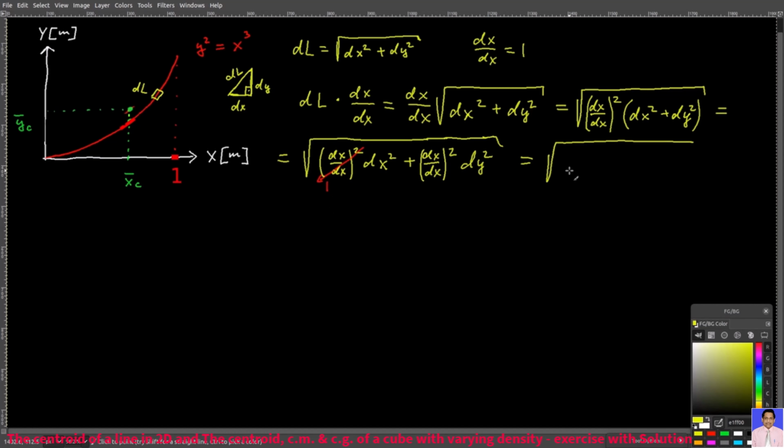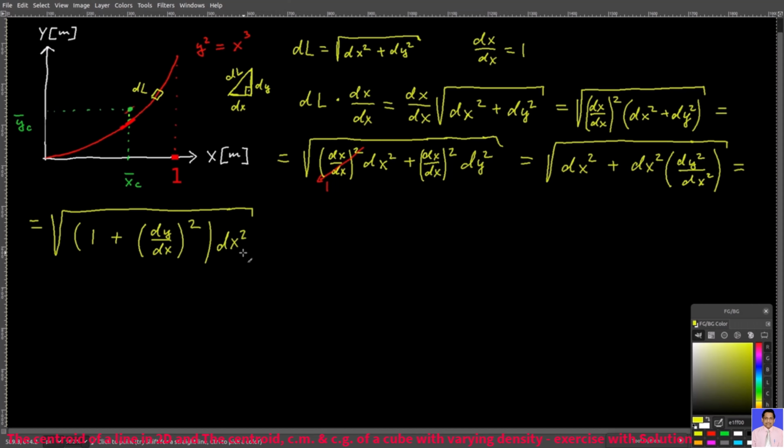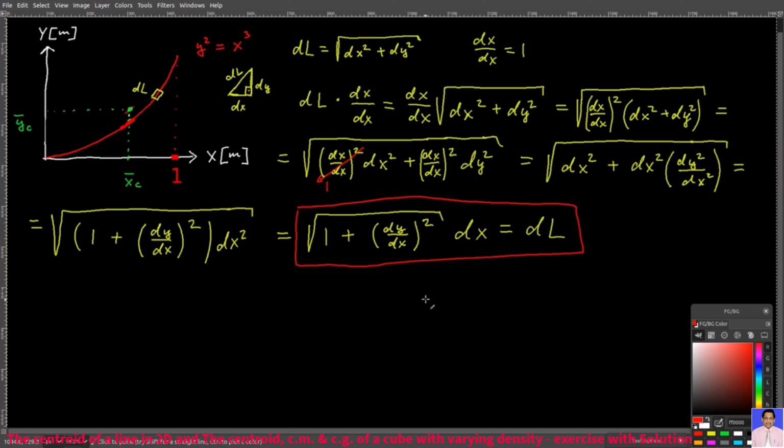However, I will rearrange the second term differently. I will have dx squared plus dx squared times dy squared over dx squared. I can now factor out dx squared. Then I can take it out of the square root, and this is my dl. I have this relationship here.